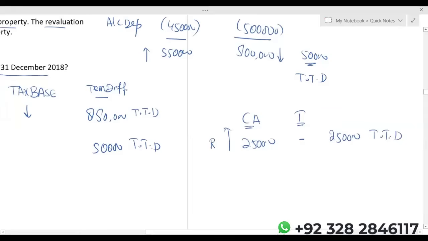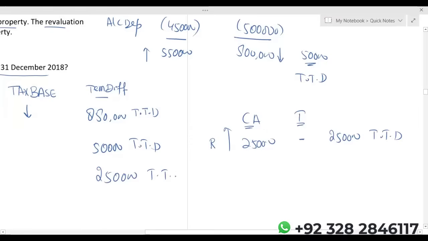Due to revaluation surplus, property, plant and equipment will increase by 2,50,000, but this 250 will not increase the tax base because taxation authorities do not accept revaluation surplus. So obviously carrying amount will increase by 250, tax base will not increase. So we can say that carrying amount will be 250 more as compared to tax base. Again, there's a 2,50,000 difference, which is a taxable temporary difference.